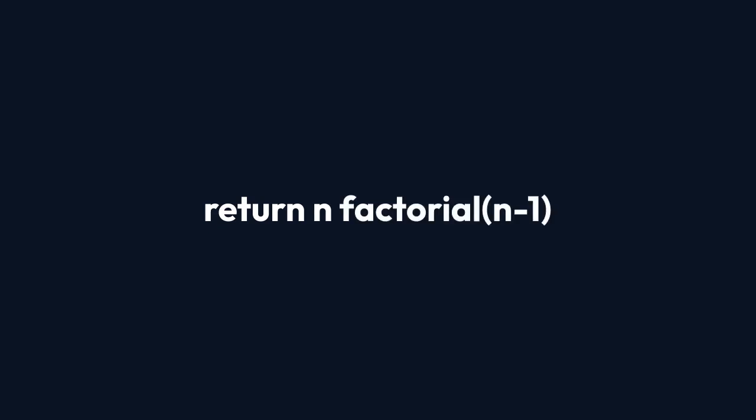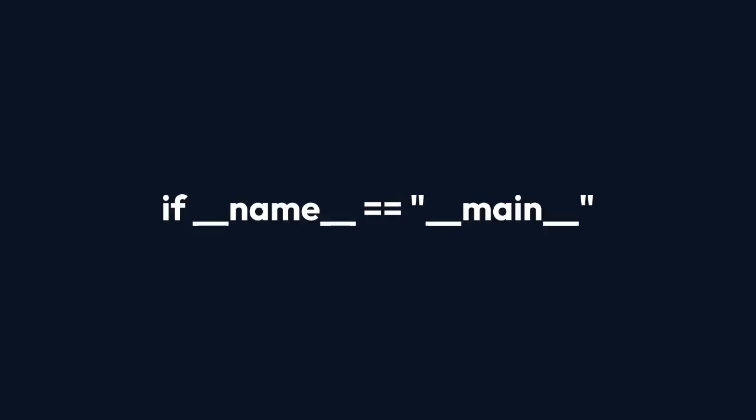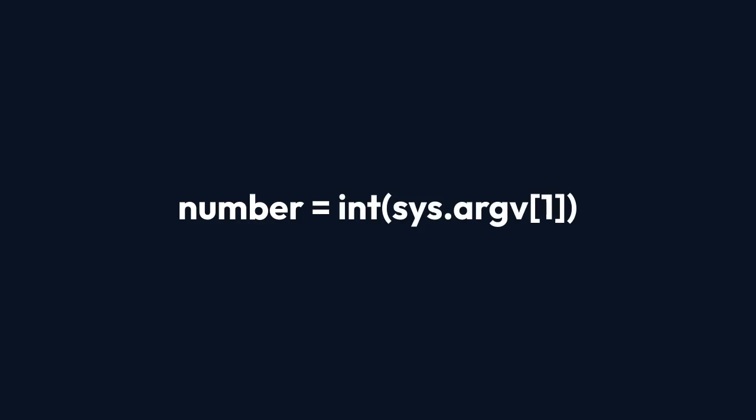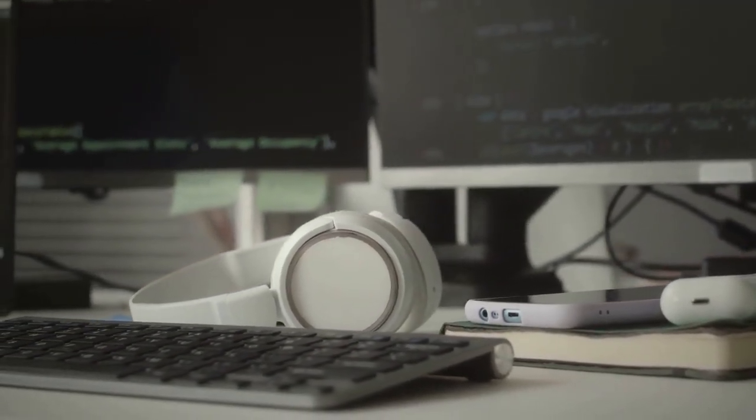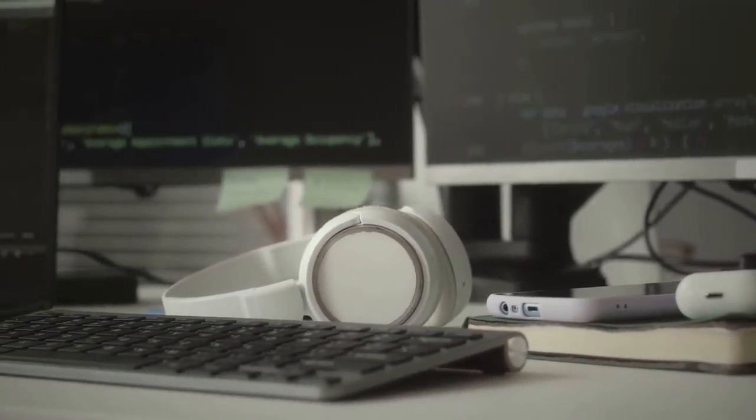Python: import sys. def factorial(n): if n == 0: return 1, else: return n * factorial(n - 1). if __name__ == "__main__": number = int(sys.argv[1]), result = factorial(number), print(result). This script takes a number as a command line argument and prints its factorial to the standard output.